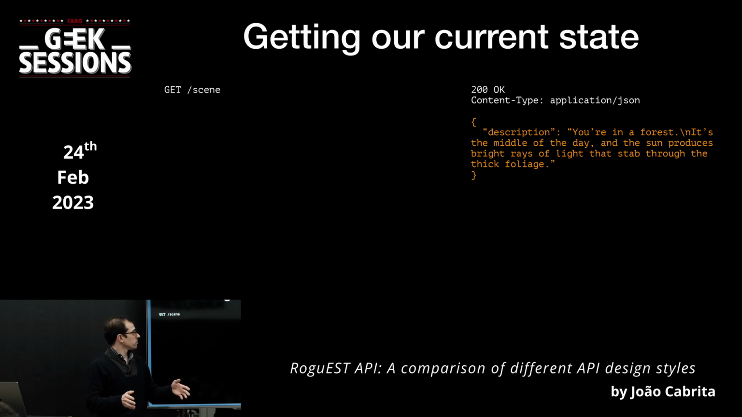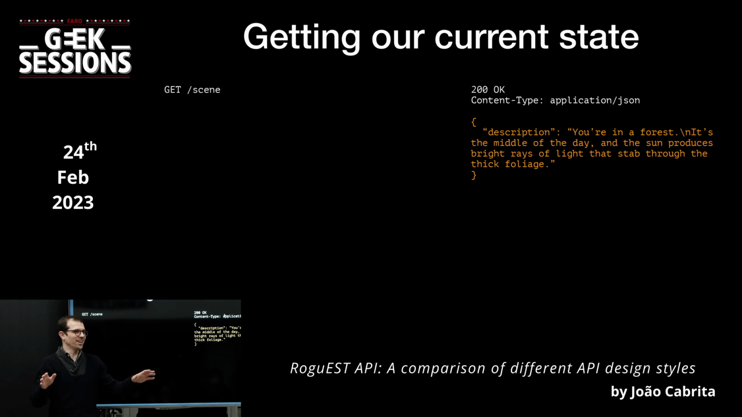So let's start with just getting the current state of the game. Let's assume that we just started the game and we want to know where we are at. So we make this request, GET /scene. Everyone here familiar with HTTP, right? Okay, cool. And if you're not, you can leave now. It's going to save you a lot of time. I probably should have said that a bit earlier. And JSON, everyone here is also familiar with JSON, right? Yeah. Okay.